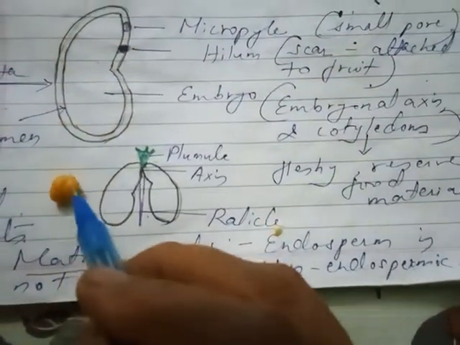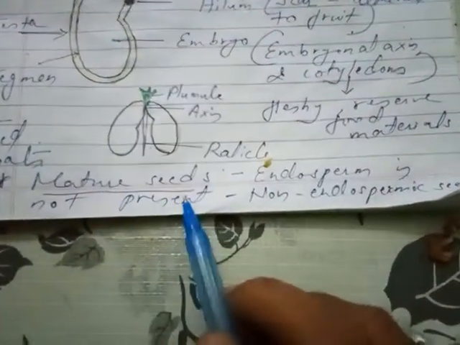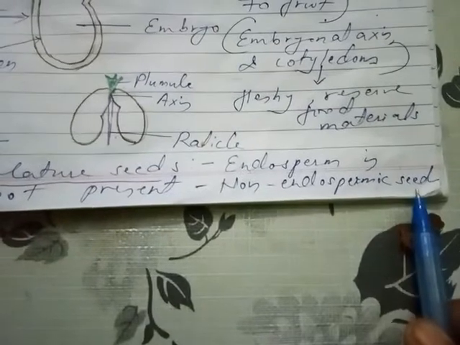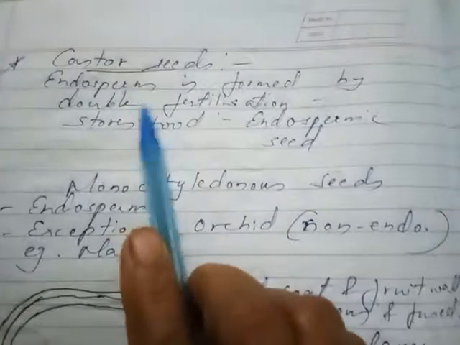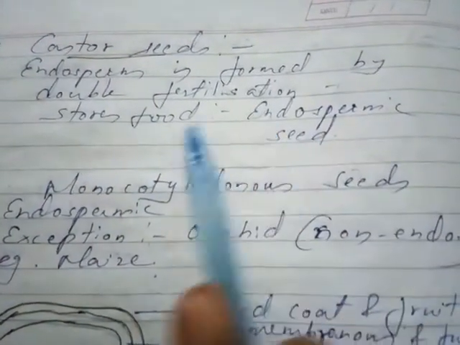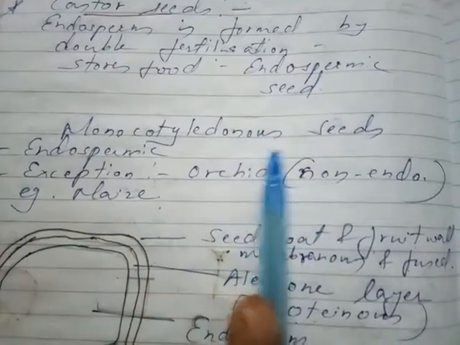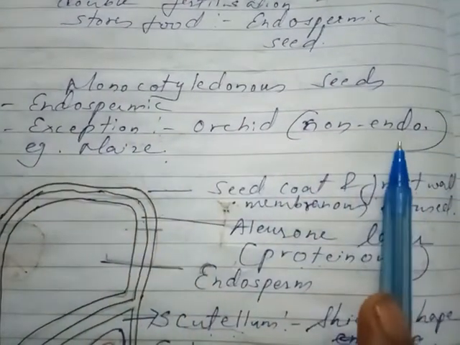It is a dicot seed, two cotyledons are present. In mature seeds, endosperm is not present, so it is called a non-endospermic seed. Examples of non-endospermic seeds are gram, pea and bean. That is, endosperm is used up during development. Then castor seed is the exceptional case. Endosperm is formed by double fertilization, so it stores the food, and it is called an endospermic seed. Now in case of monocotyledon seed, it is endospermic. In this, the exception is orchid, which is a non-endospermic seed.